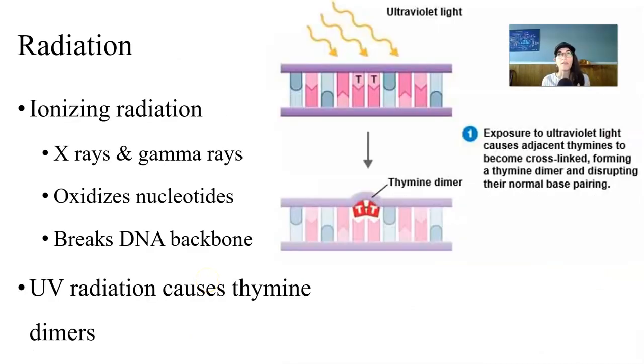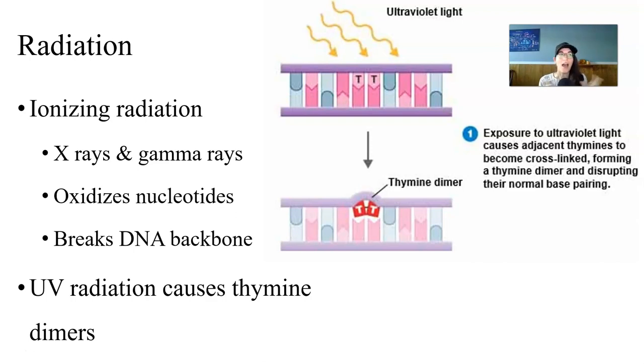So now moving away from chemicals, but still in the realm of mutagens, we're talking about radiation. There's two groups of radiation. There's ionizing radiation and non-ionizing radiation. Ionizing radiation includes X-rays and gamma rays. And these rays will oxidize our nucleotides and cause the breaking of our DNA backbone. So they can cause double-strand breaks, which are really bad.